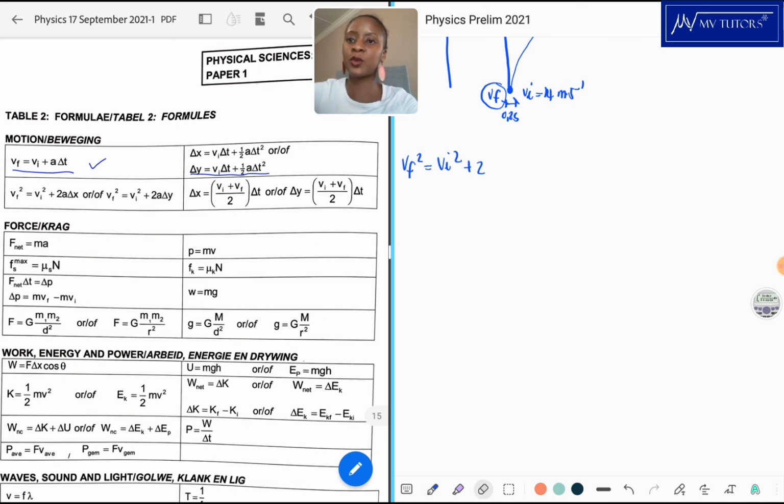No, I don't want to use that one. Sorry. I will use the one with time. Let me see. Yeah, so final velocity is equal to initial velocity plus a delta t.